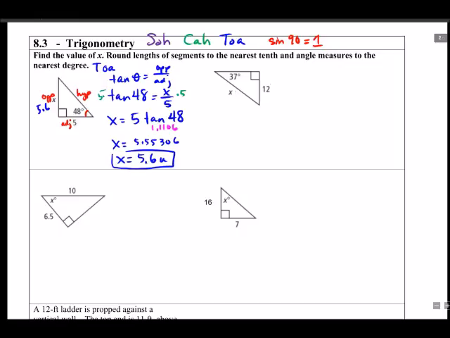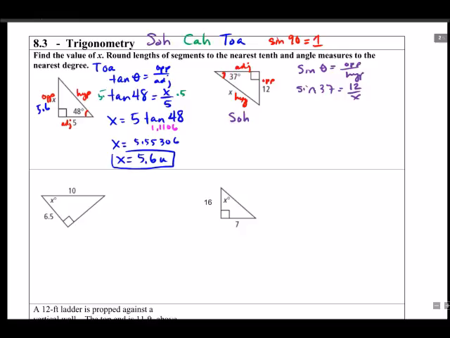All right, next problem. Mark our angle: opposite, hypotenuse, adjacent. Who do we have this time? We have opposite and hypotenuse, so that is sine. So sine theta is opposite over hypotenuse. Sine 37 equals 12 over x.